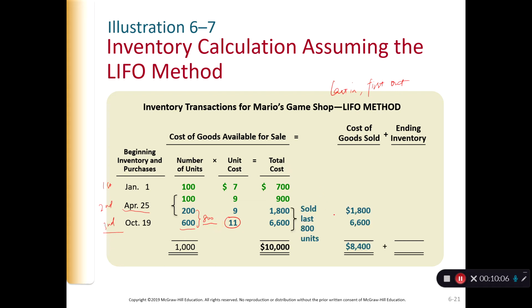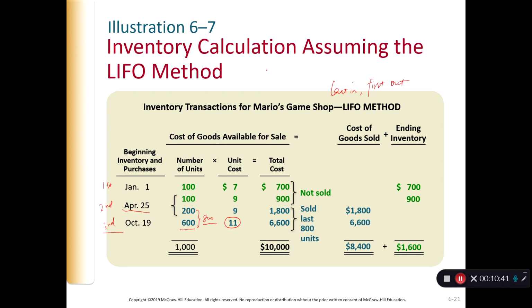So the cost of goods sold should include every unit of the last purchase at $11, resulting in 6,600, and 200 units from the second purchase at $9 a piece, resulting in 1,800. And the ending inventory should be whatever is left in the earlier layers, right? So that would be 100 units at $9 and 100 units at $7.